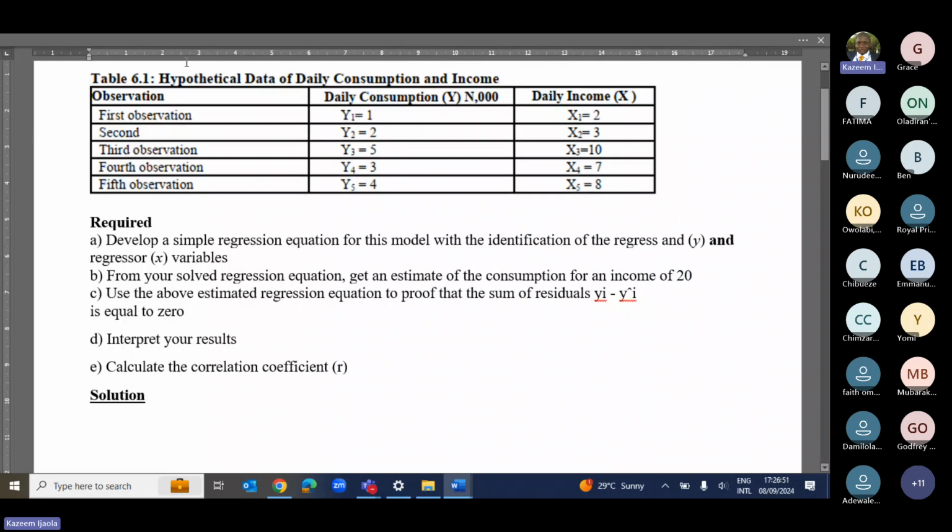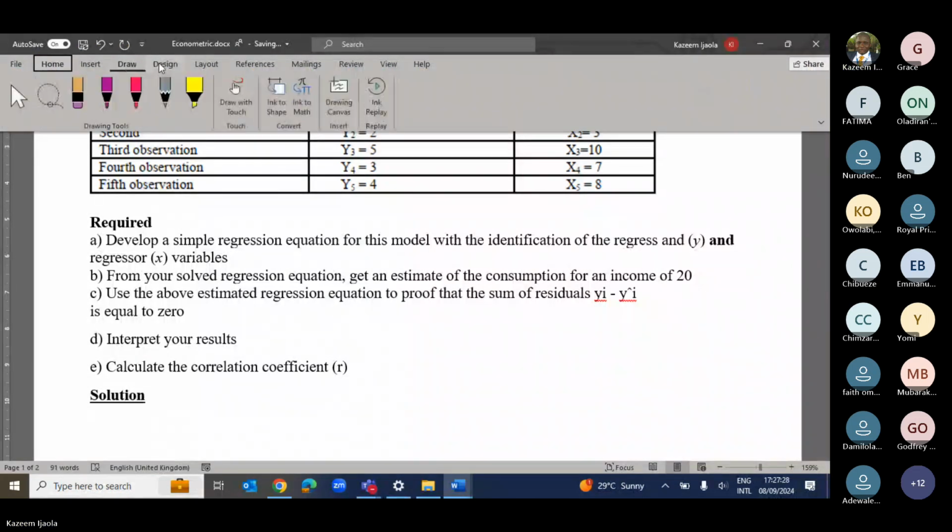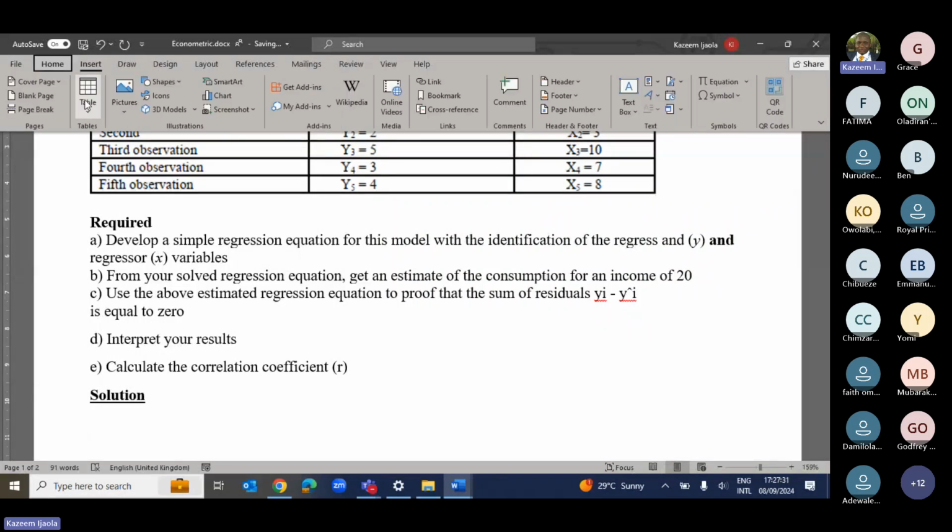All right, let's look at this now. Hypothetical data of daily consumption and income. For the first observation, we have to develop a simple linear regression for this model, with identification of the regressand Y. Then, from your regression equation, get an estimate of the consumption for an income of 20. Then use the estimated regression to prove that the sum of residuals is equal to 0. Then interpret your result and calculate the coefficient. So this is the question, let's solve it. I want to bring down the table.